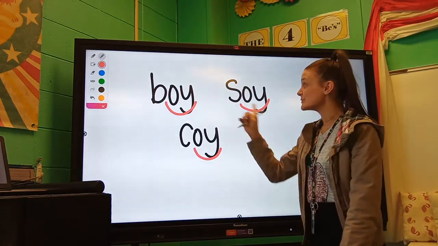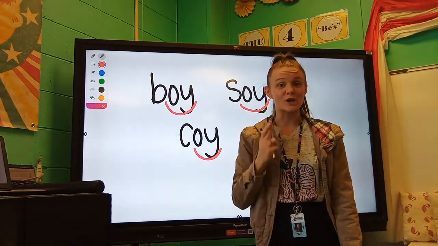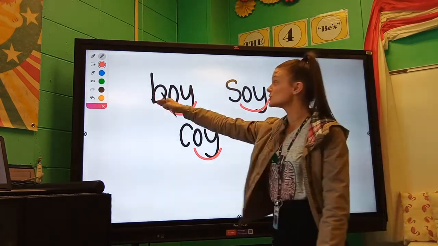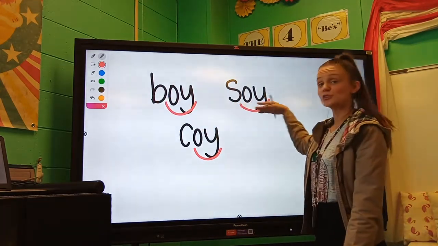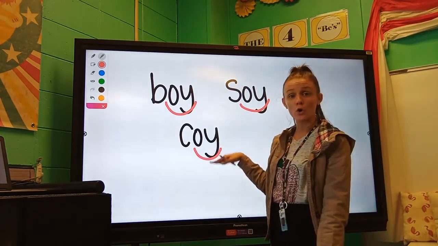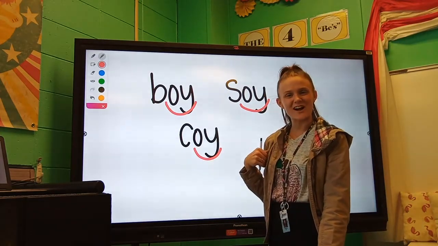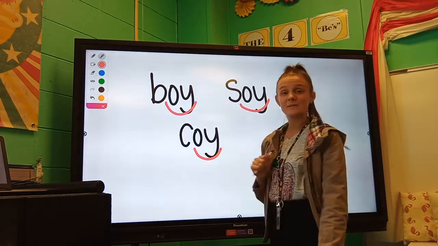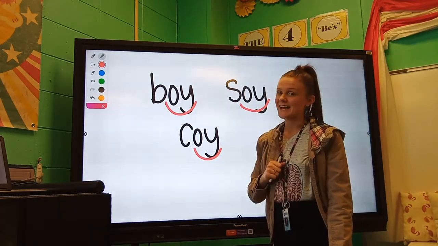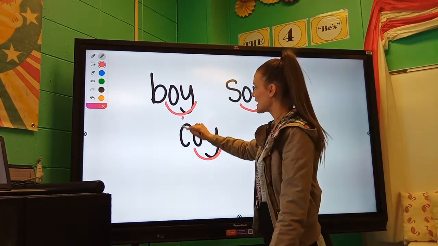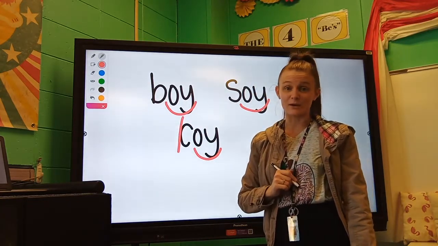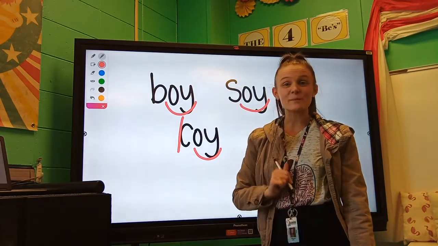If you notice, those two letters come together so fast that it makes only one syllable. Boy, soy, and koi. Excellent job. Do you guys see any other coding we need to do for any of these words? Yes, you're right. We have to add that K back on our C because once again, it's making that K sound. Very good. Let's jump back into our worksheet.